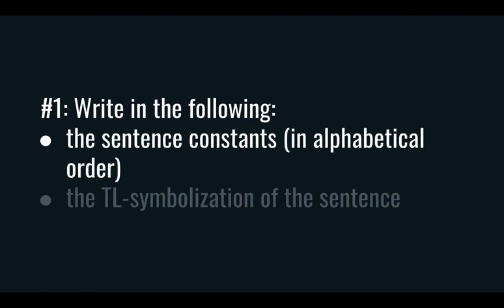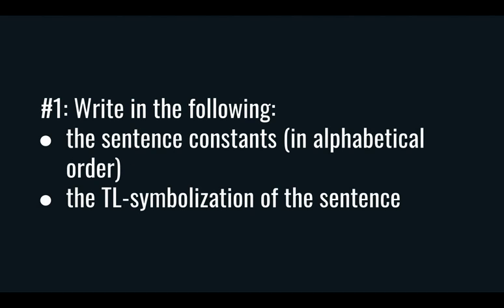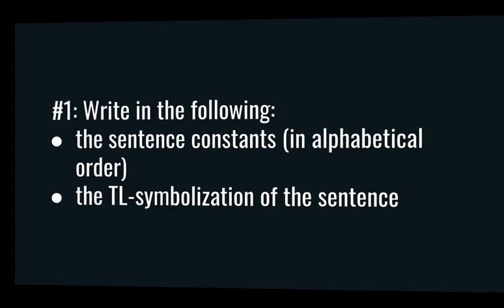Number 1, write in the following: the sentence constants in alphabetic order and the TL symbolization of the sentence. So what does that mean? Well, essentially, let's just say you're working with a sentence like A and B, triple bar, tilde B. All you do is write down those constants on the left. Here they are, A and B, in alphabetical order. Now, that's going to make a lot more sense in a second. But the first step is writing out the sentence, and you definitely want to give yourself some space while you're doing these, because you're going to draw in between them. So, okay.